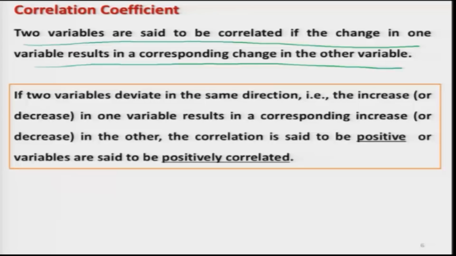If you try to see how this word comes, it is co-related. Now, when we say that two variables are correlated, we are saying that the change in the value of one variable is causing a change in the other variable. Now, this change can be positive or this change can be negative.